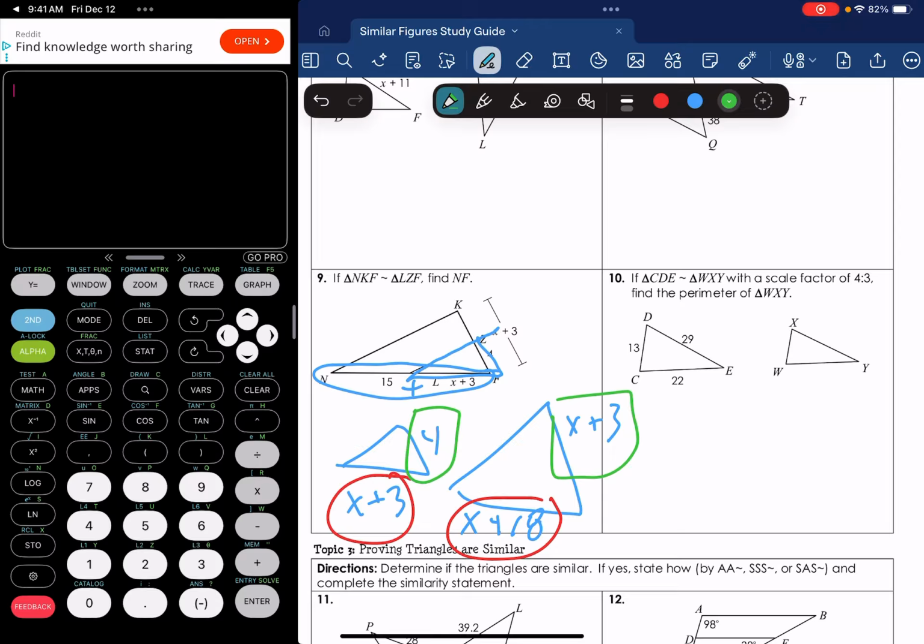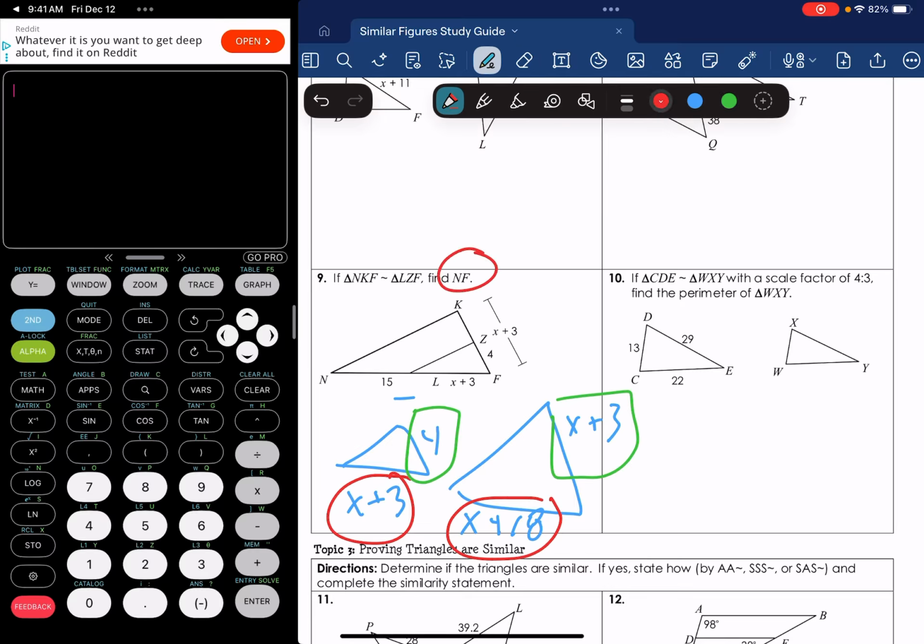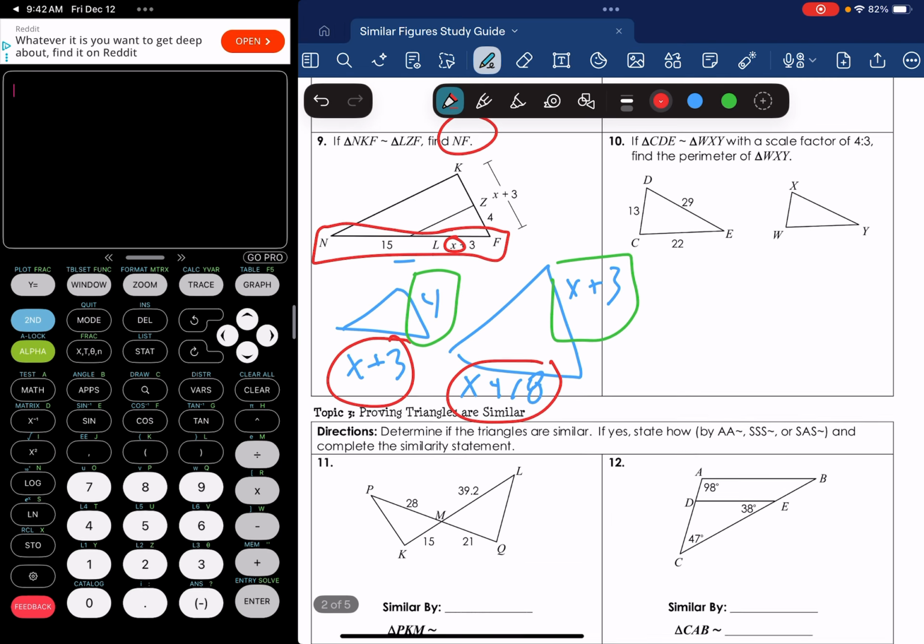Once you know what x is, then you would substitute it back in, and you'd plug in for side NF. And side NF being this entire length here. So 15 plus whatever your x is plugged into here, and then add 3 to it. That would be how you get full credit.